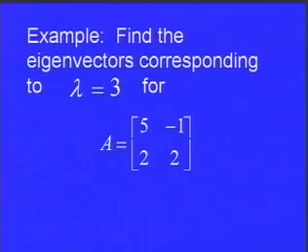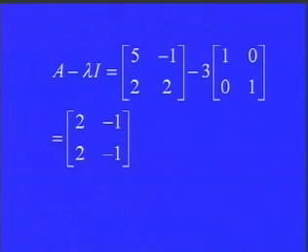I want to reduce A minus lambda I on the left, zeros on the right. Well, A minus lambda I is the matrix [5, -1; 2, 2] minus, now this time I have a value for lambda, it's 3, times the I matrix. Okay, then work that out. I'm getting [2, -1; 2, -1]. And that's usually what's going to happen when you do a 2 by 2. You'll get the same thing over again in the second row.